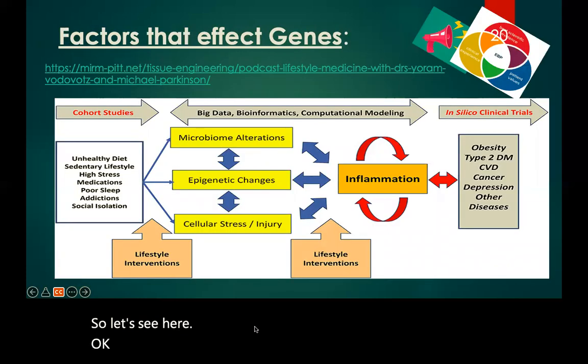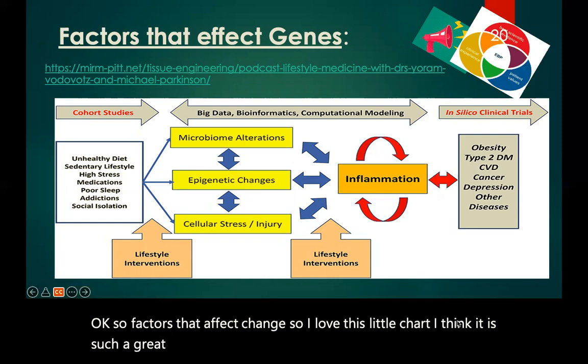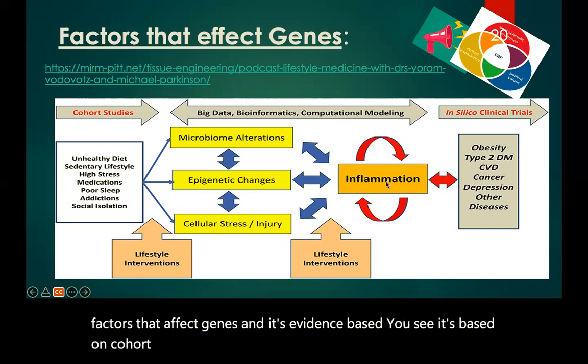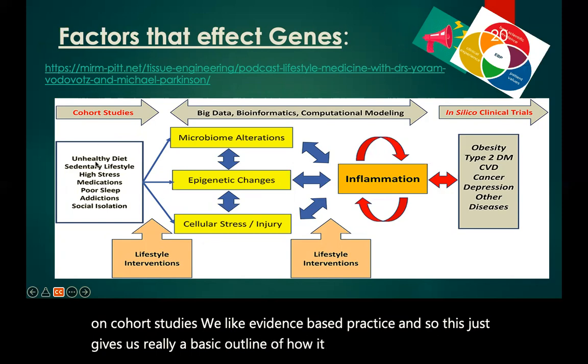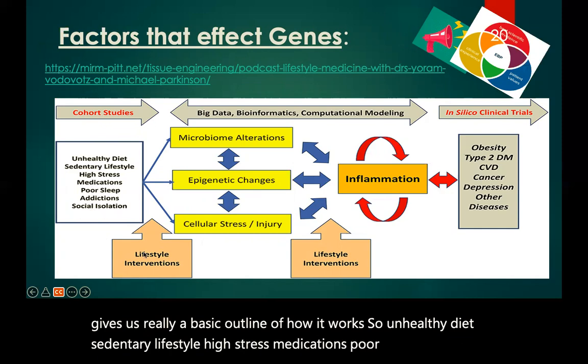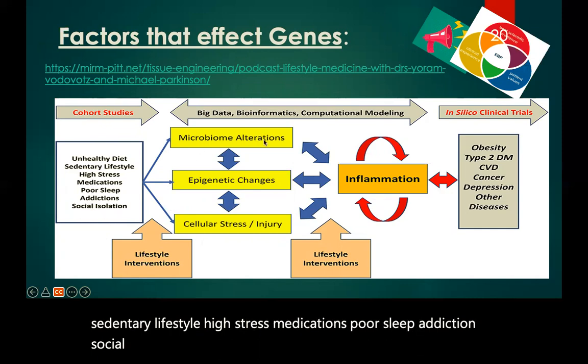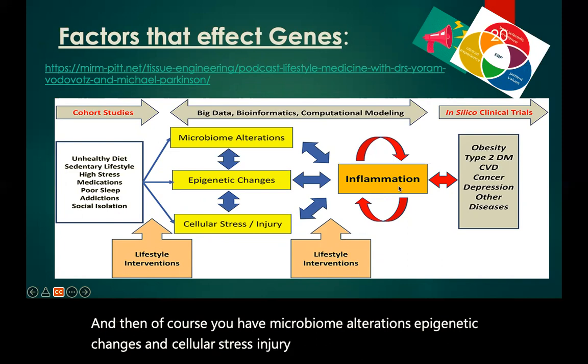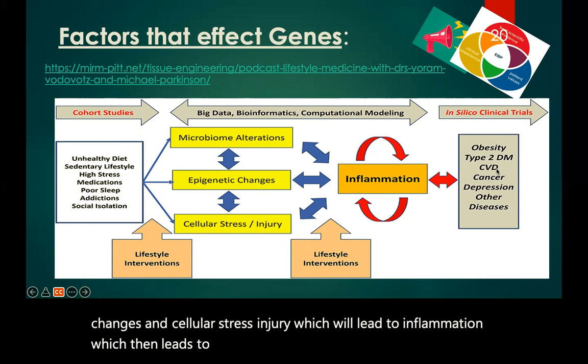Okay, so factors that affect genes. I love this little chart. I think it is such a great standardized way of pointing out factors that affect genes. And it's evidence-based; you see it's based on cohort studies. We like evidence-based practice, and this gives us a basic outline of how it works. Unhealthy diet, sedentary lifestyle, high stress, medications, poor sleep, addiction, social isolation. And then you have microbiome alterations, epigenetic changes, and cellular stress injury, which lead to inflammation, which then leads to disease processes, right? So all of these affect our genes at a cellular level.